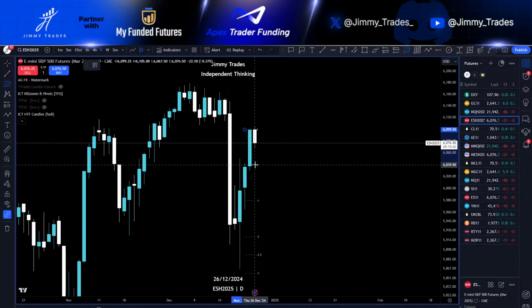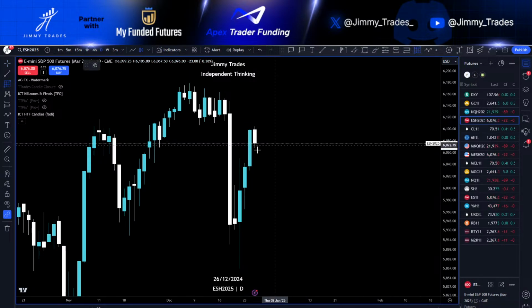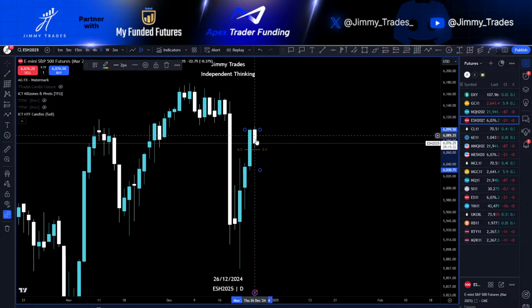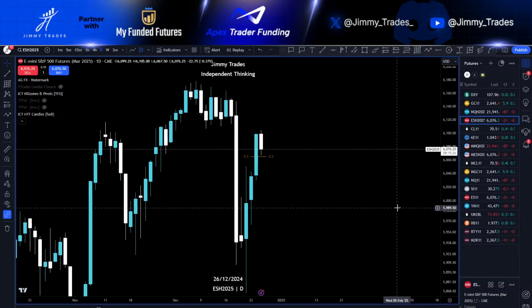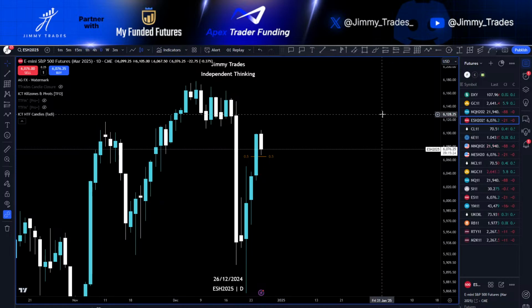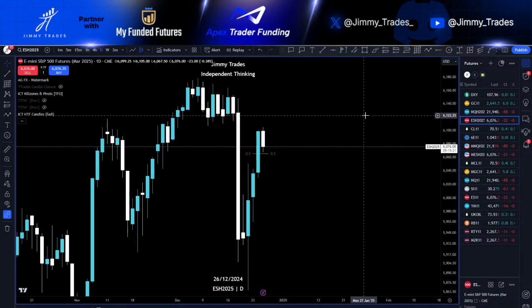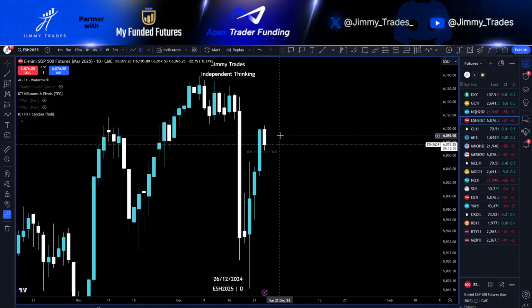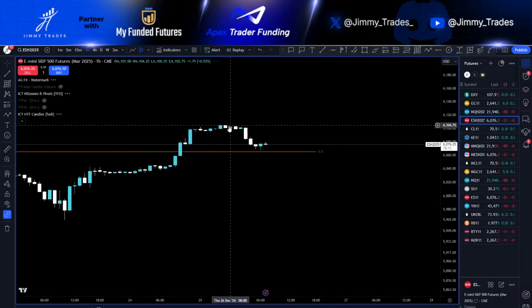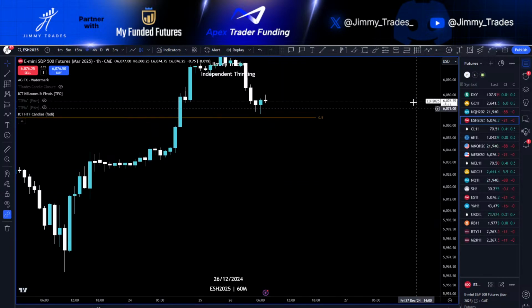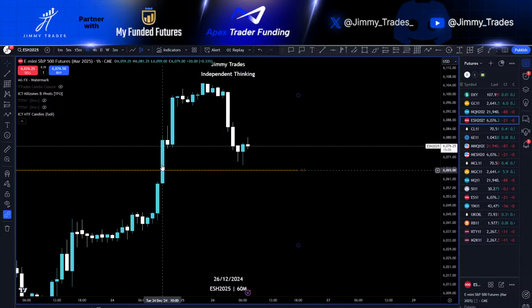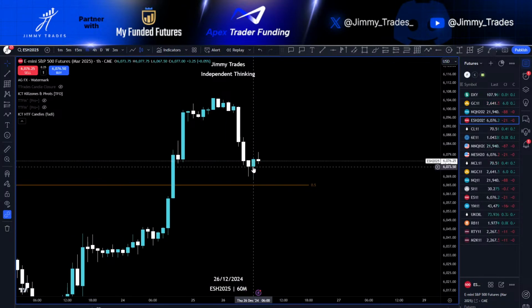I'd run the 50% level of the previous day's range. And what I want to see is how price reacts to this level. And we can see price is getting a bounce from here. And we drop to the hourly. And we see price inside a bullish FVG. And we're getting a nice reaction here as well.